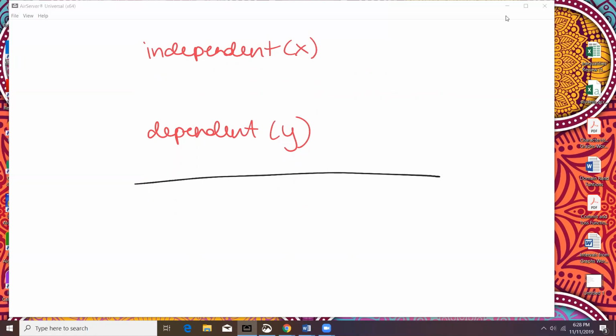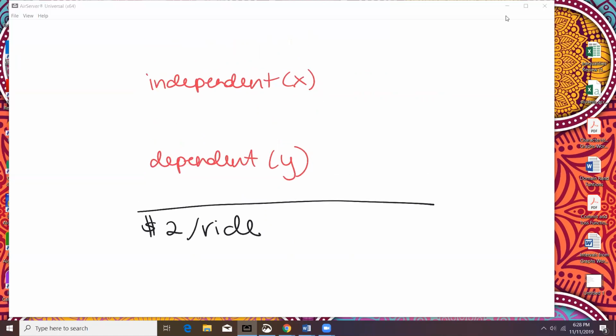Let's say you go to an amusement park and you have to pay $2 per ride. Is the total cost that you pay dependent on how many rides you take, or is how many rides you take dependent on the total cost you pay? So the cost is dependent on how many rides. Perfect, exactly. The total cost is going to be dependent on the number of rides that you take.